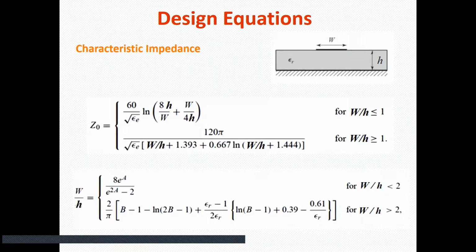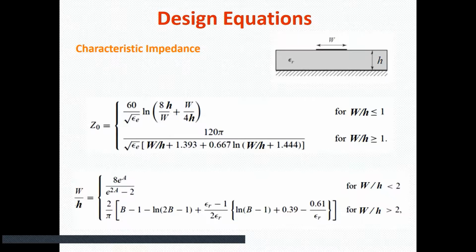So here we will see the synthesis of the microstrip line. Here we will calculate the characteristic impedance of the line and the attenuation of the line, and also we will calculate the width of the transmission line. So the first formula is for the characteristic impedance, that is Z naught. First we will calculate the W by H.